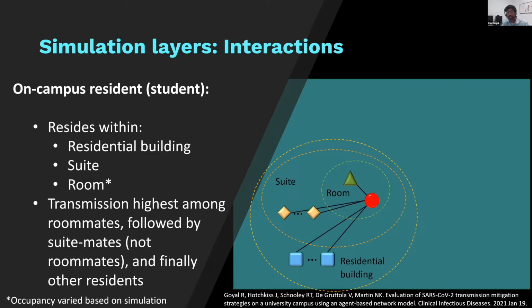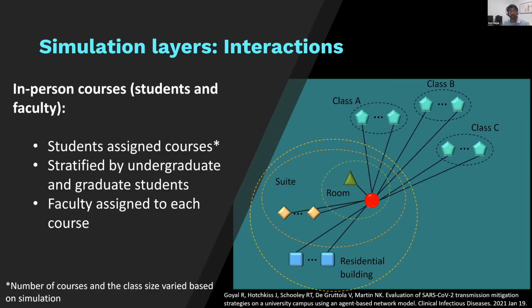For an illustration here, we represent the student that we're modeling as a red circle. The connections within on-campus residents are modeled such that students have connections with their roommates, suite mates, and building mates. The probability of transmission is highest among their roommates and decreases for their building mates. Students also have connections to individuals in the classes that they attend.